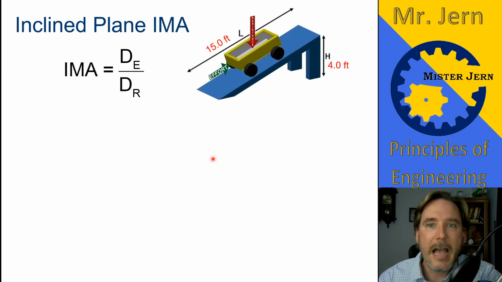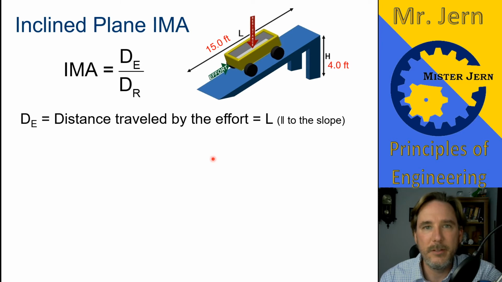To figure out the IMA, it's still dE over dR, the effort distance divided by the resistance distance. In this case, the effort distance is the distance traveled by the effort. In other words, you're pushing something up a ramp. What is the distance you had to push it or pull it? That distance is parallel to the slope.